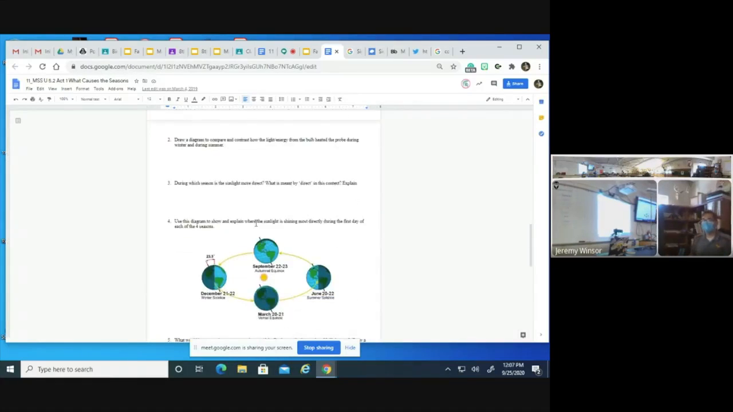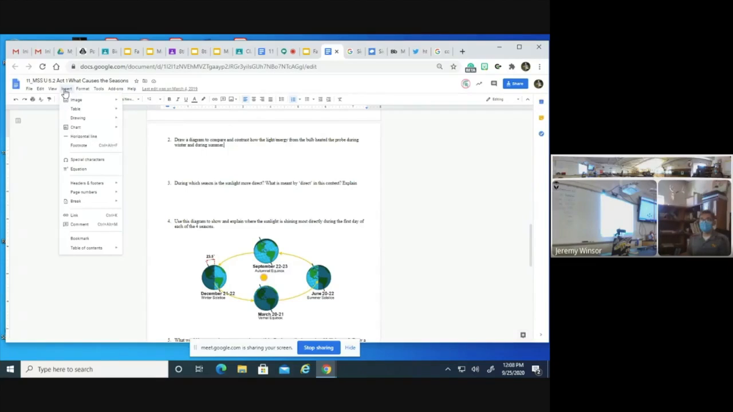So question 2, draw a diagram to compare and contrast how the light energy from the bulb heated the probe during winter and during summer. In order to draw a diagram, remember we're going to go to Insert, down here to Drawing, and create a new drawing. And you're going to create a diagram for question number 2 of how that light energy from the bulb heated the probe during winter and during summer. Then I want you to go on to question number 3.